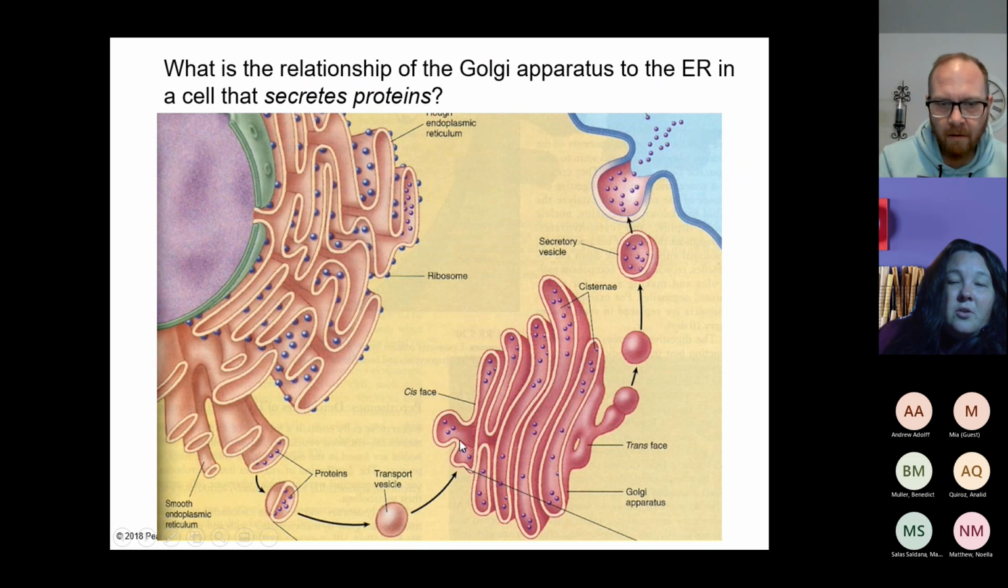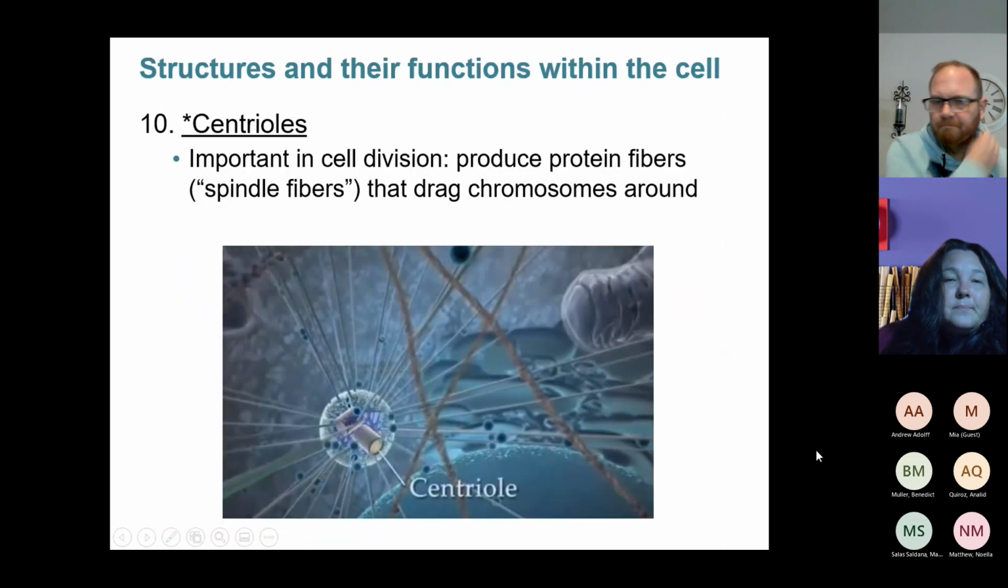They go to the Golgi body to be modified and finished, and then packaged into another vesicle that goes to their final destination. Now, there is one thing about this picture that I do not like, and it is that they're showing proteins right here in the smooth endoplasmic reticulum. But proteins only come from the rough endoplasmic reticulum. Smooth endoplasmic reticulum, remember, is to make hormones and cholesterol.